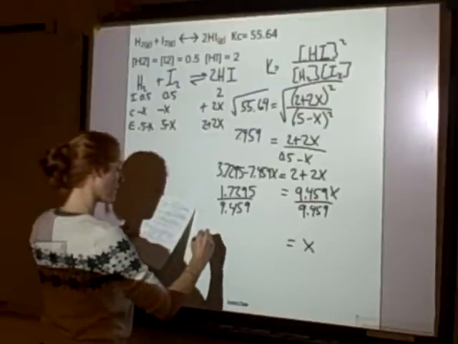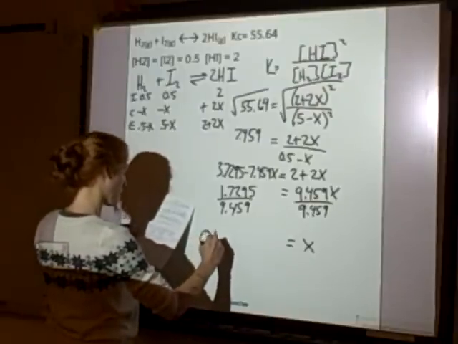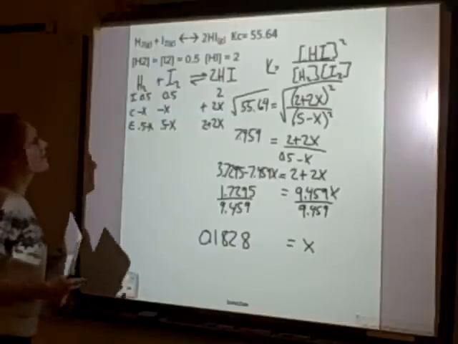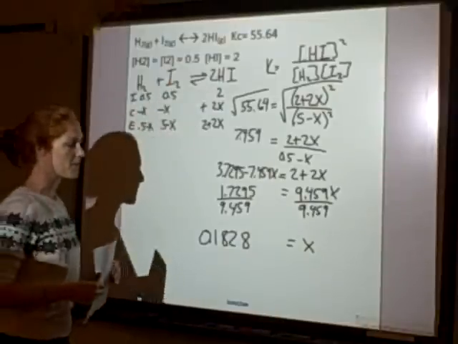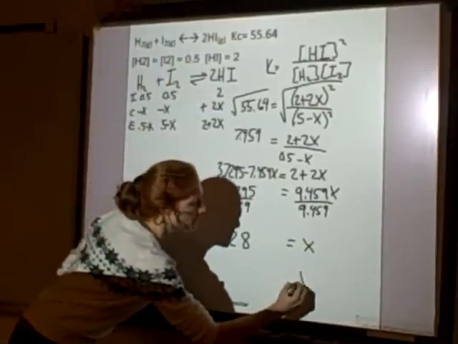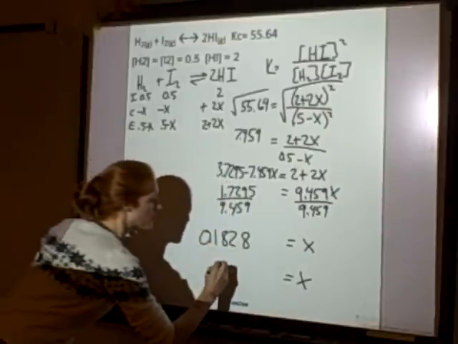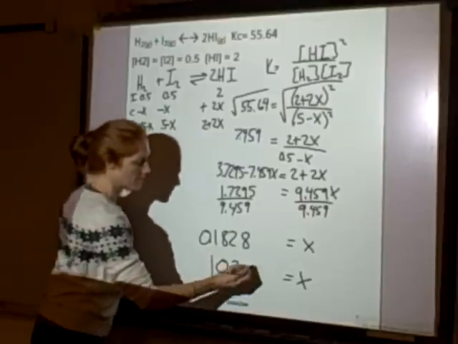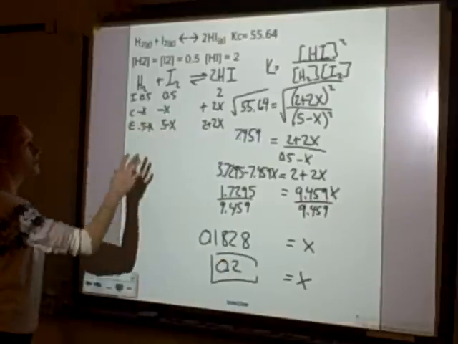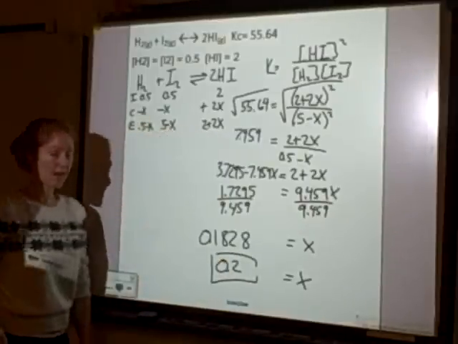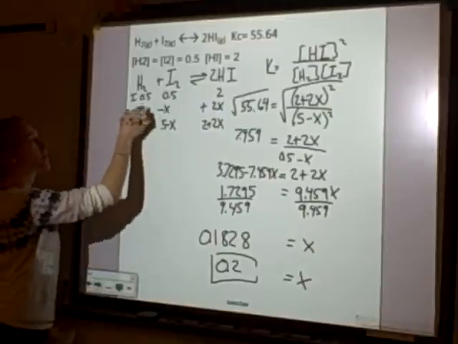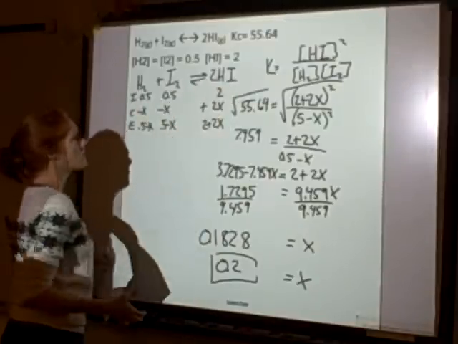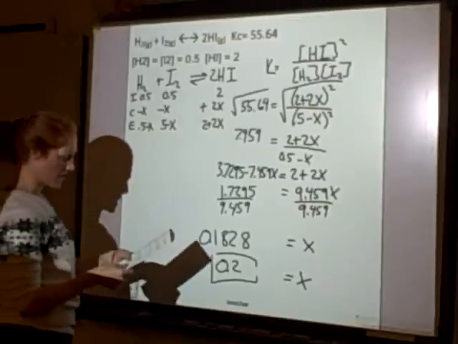0.1828, except I wrote the problem with only one sig fig, which is bad. Okay, but that's what it is. So it's just going to be 0.2 when I use sig figs. All right, so that's my answer. That's x. So that means if I plug that in for every place that I have x, I can figure out the equilibrium concentration of hydrogen, the equilibrium concentration of iodine, and the equilibrium concentration of the hydrogen iodide.